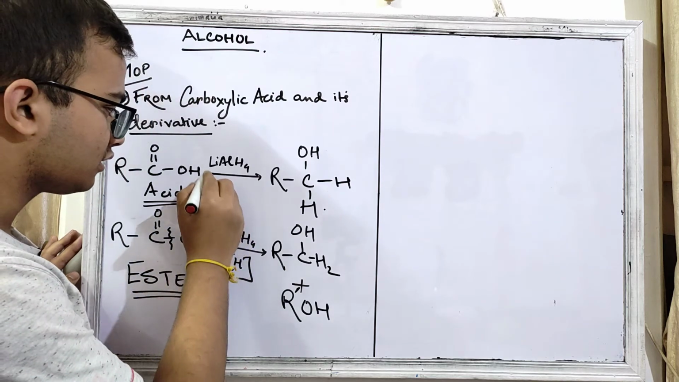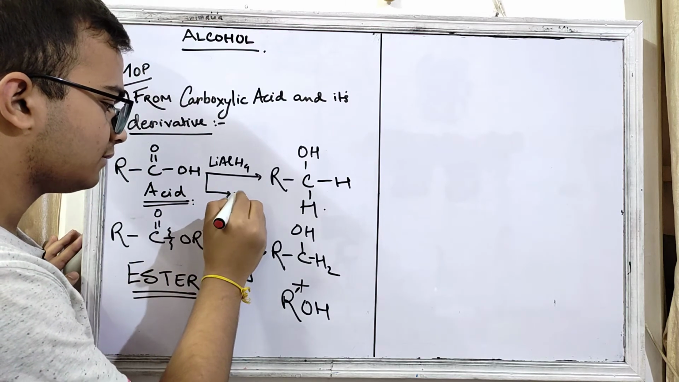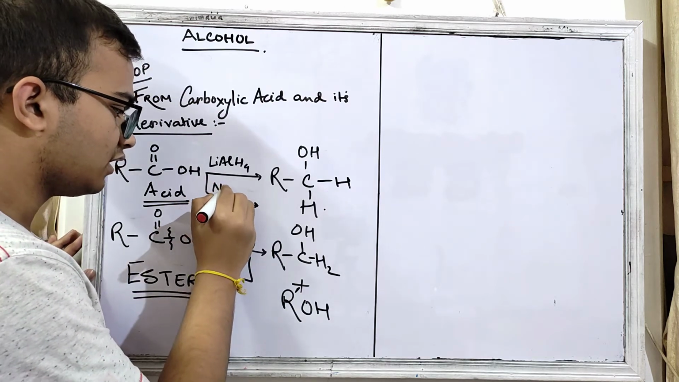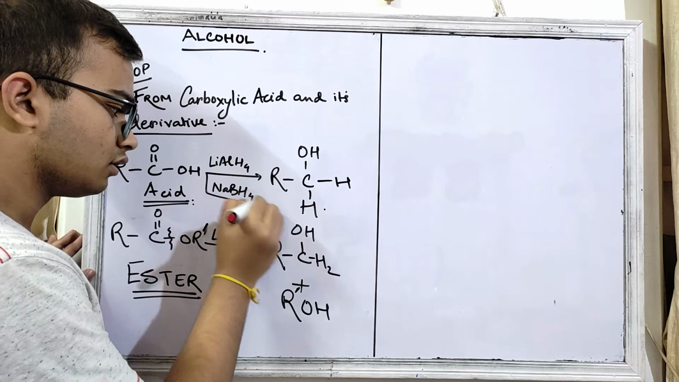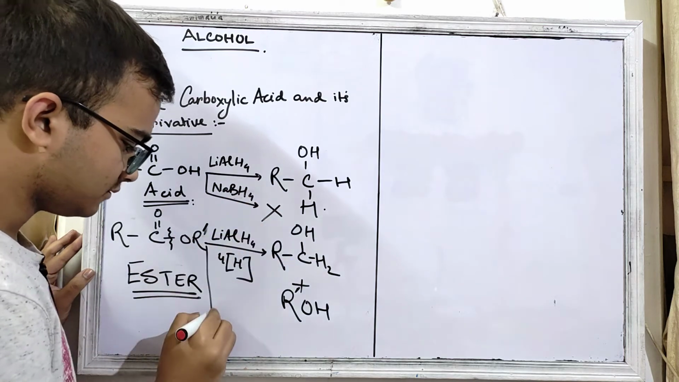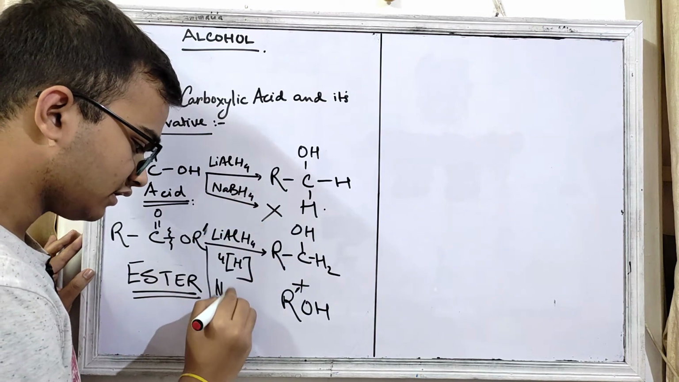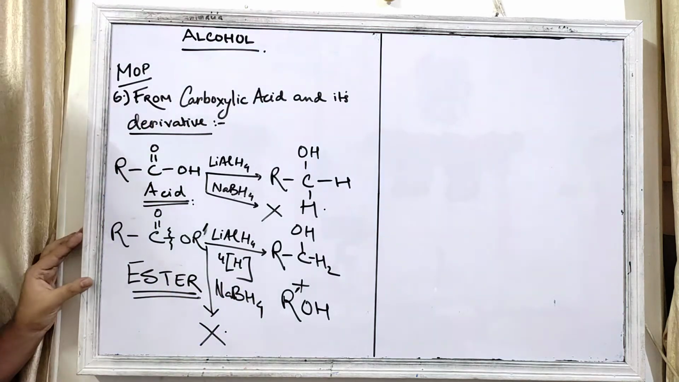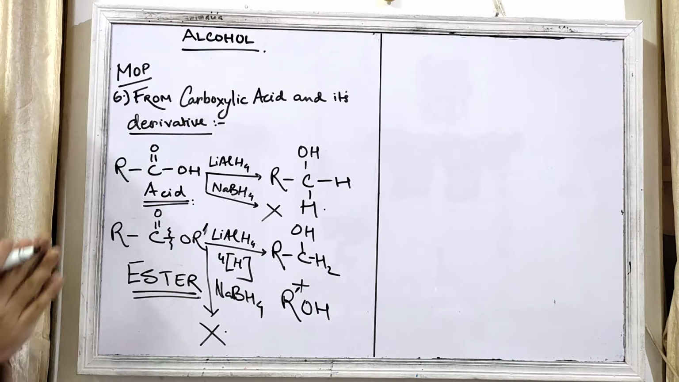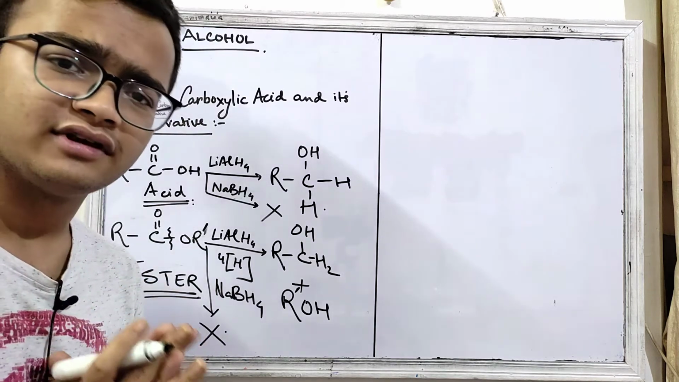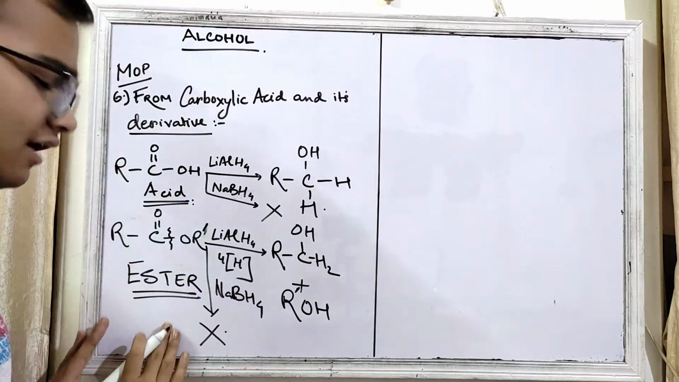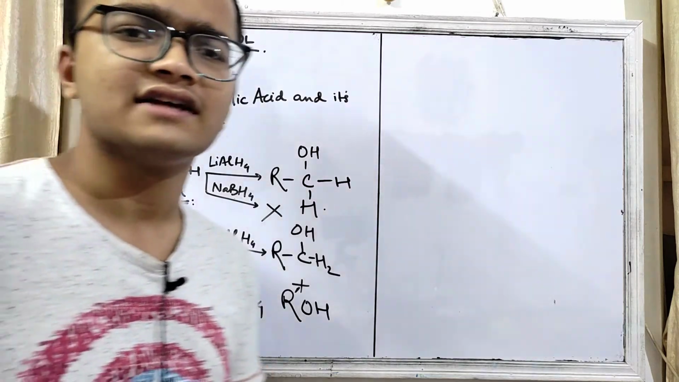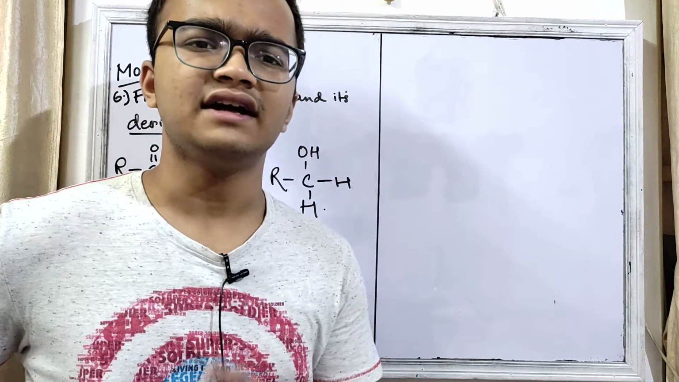You cannot take NaBH4. I am writing a demarcation. NaBH4, no reaction. Similarly here also, when you take NaBH4, there is no reaction. Clear? So this was about the preparation of alcohol from the carboxylic acid and from ester. Now we will do the preparation of alcohol from the carboxylic acid derivative, which is the acid halide.